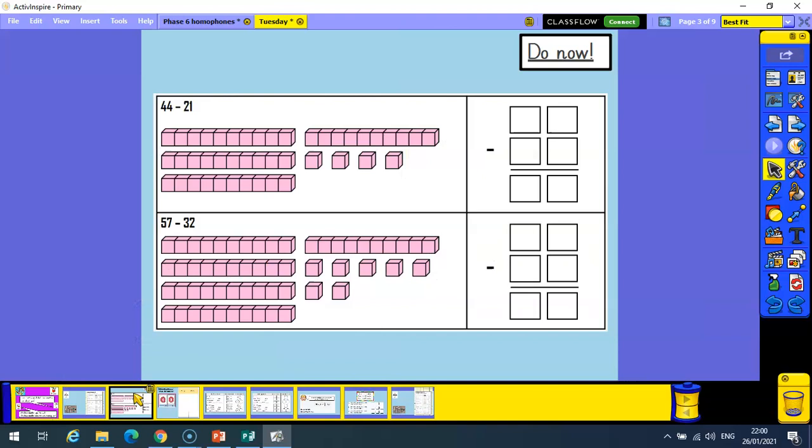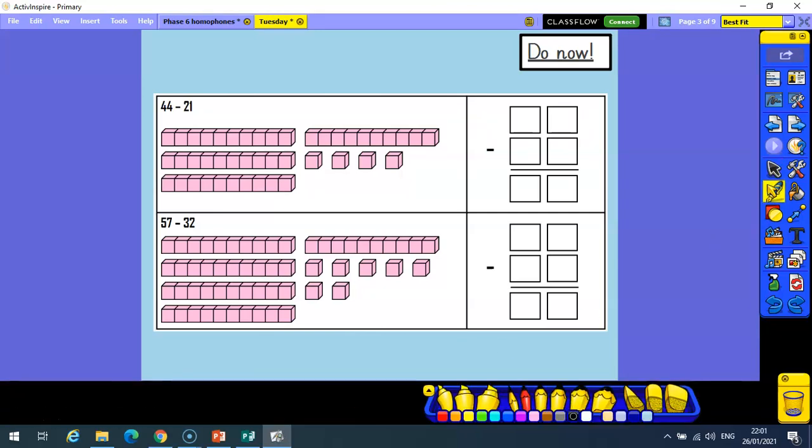Okay, this is your do now. I want you to pause the video and have a go at these two calculations. When you've done them, come back to me and we will check your answers. Okay, so the first calculation I've got is 44 take away 21. My first number is 44, and I am taking away 21.